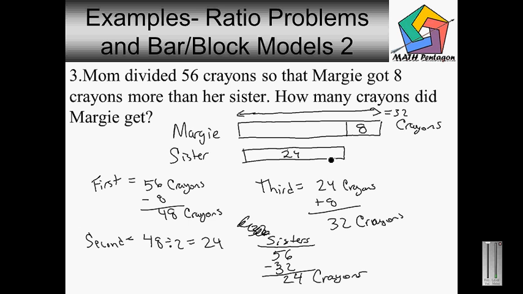And as you can see, it makes sense, because right here in this block, this would be 24 for Margie, but plus the 8 would be 32. And as you can see, Margie did get 8 more than her sister, because the sister had 24 and Margie had a total of 32, so it makes sense. So let's now move on to a few exercise problems so we understand the concept of what we are doing here.